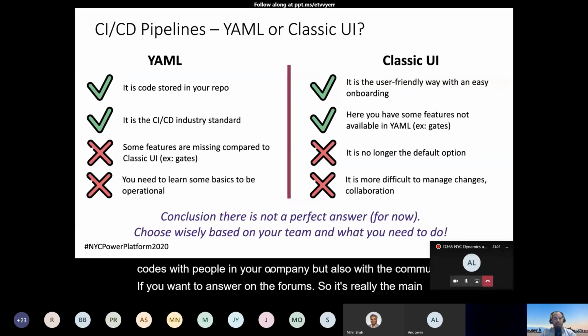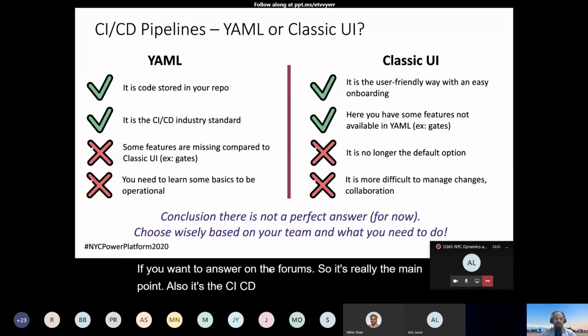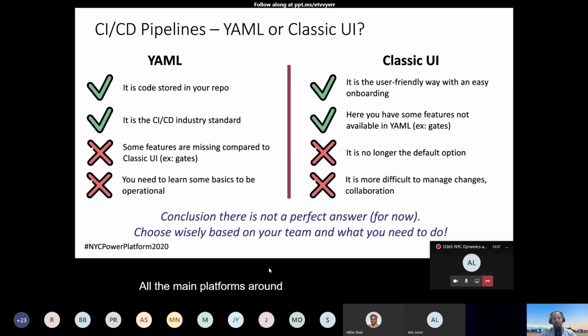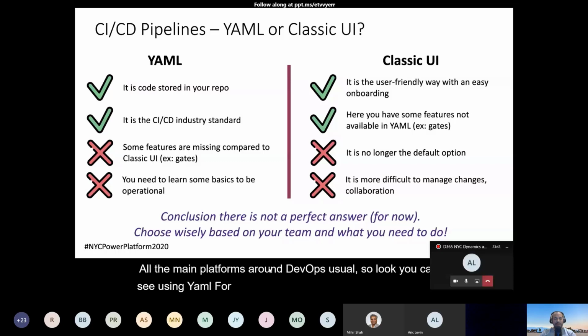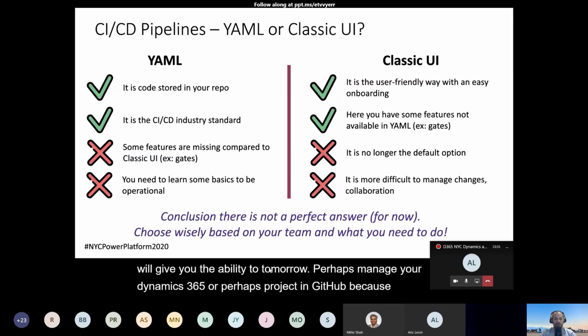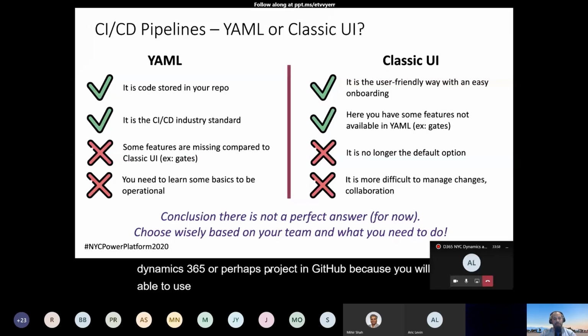Also, it's the CI/CD industry standard. So you can find YAML in GitHub, GitLab. All the main platforms around DevOps use YAML. So you can see using YAML for your projects like a starting point, and that will give you the ability to tomorrow perhaps manage your Dynamics 365 or Power Apps project in GitHub, because you will be able to use YAML. You are not attached to one platform.